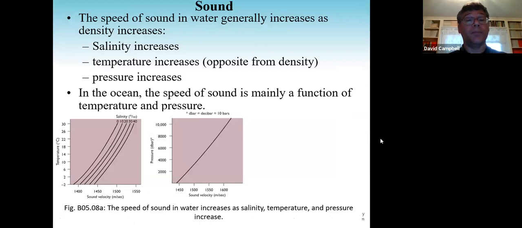Sound in the water. Sound tends to travel faster through material that is denser. Higher salt, denser. Higher pressure, denser, and sound goes faster with those. However, sound travels faster with higher temperature. That's opposite of density. Sound waves are basically a pressure wave traveling through water.